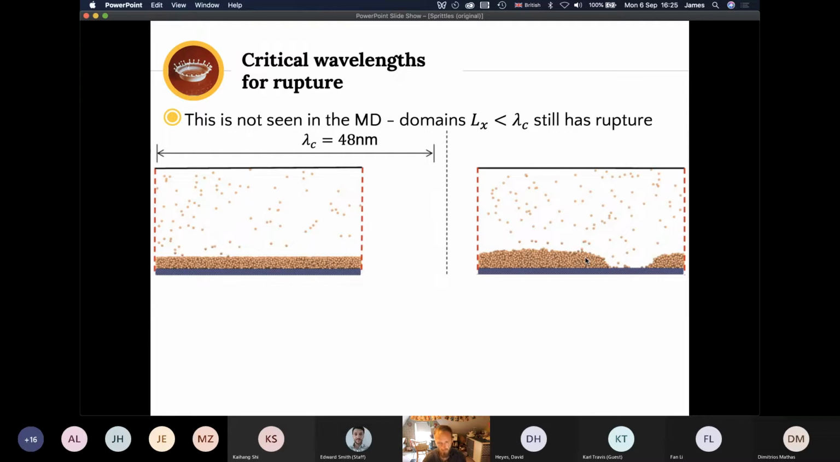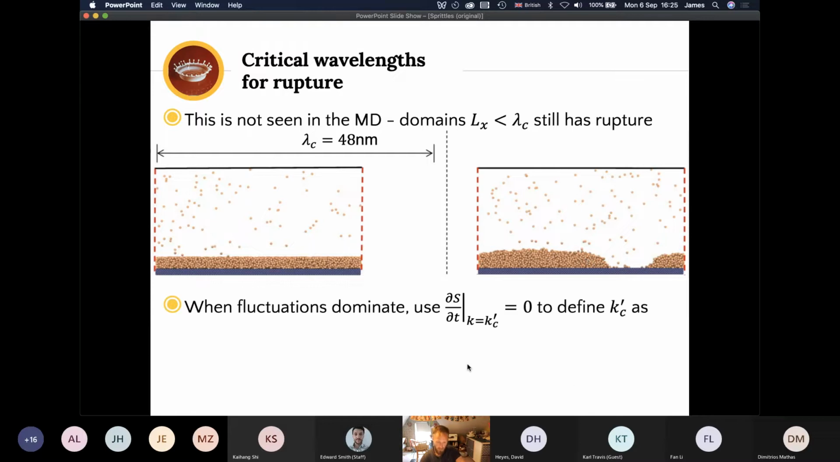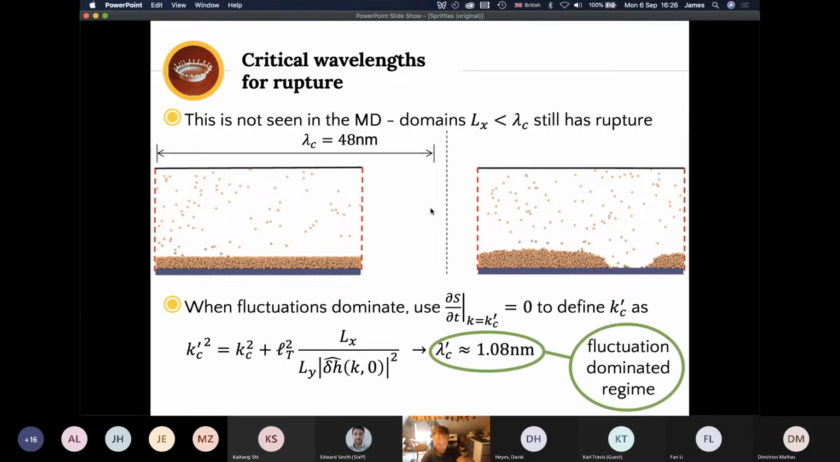So a different way of looking at this is to look at the spectrum and say, well, my critical wave number is where the spectrum is growing. So that can be defined by the time derivative of the spectrum being 0. And if we do that, then we find a new expression, which is both the classical part plus a new part, which depends on the noise, essentially. And then we get a completely different expression for the critical wave number. And you can see why a film of this length will rupture.